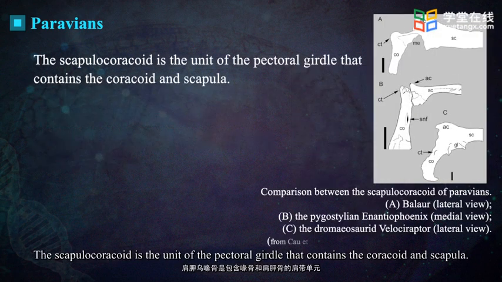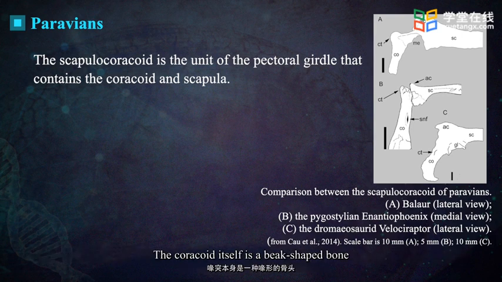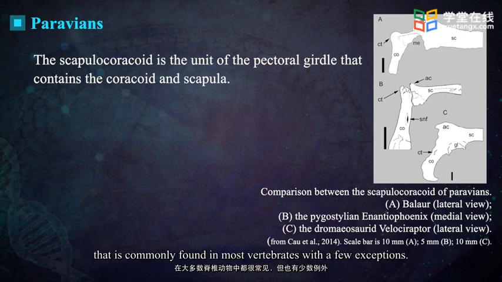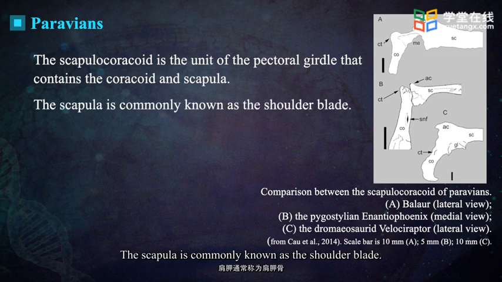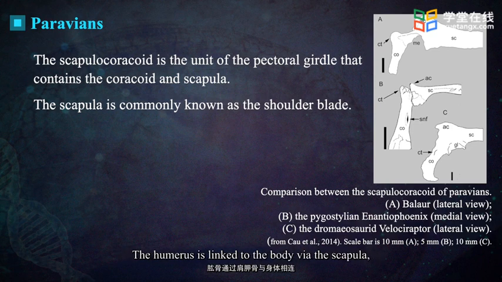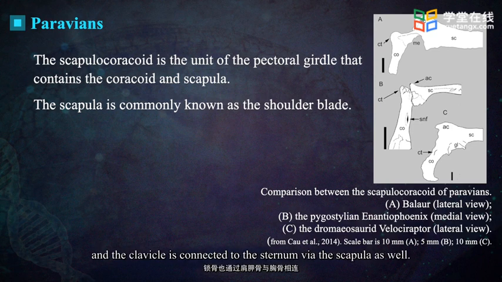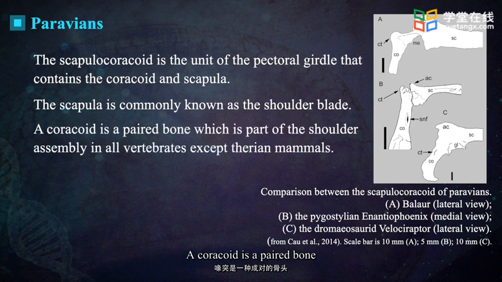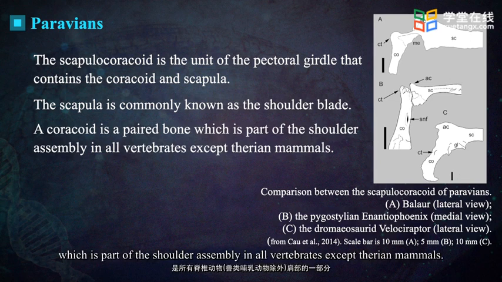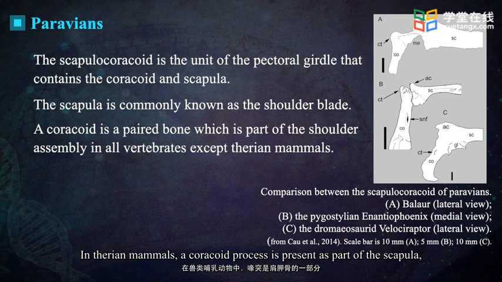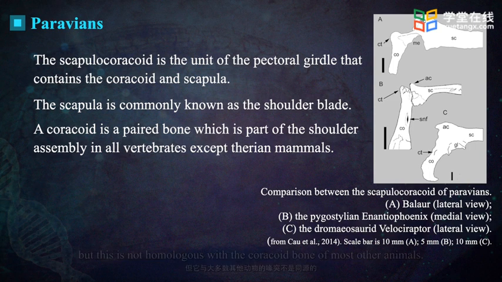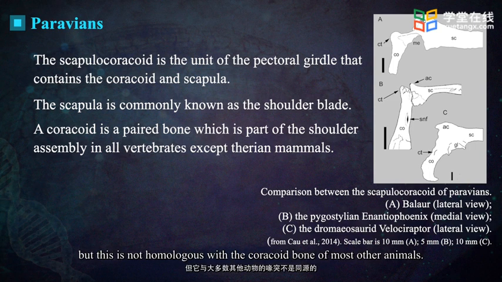The scapulocoracoid is the unit of the pectoral girdle that contains the coracoid and scapula. The coracoid itself is a beak-shaped bone that is commonly found in most vertebrates, with a few exceptions. The scapula is commonly known as the shoulder blade. The humerus is linked to the body via the scapula, and the clavicle is connected to the sternum via the scapula as well. A coracoid is a paired bone which is part of the shoulder assembly in all vertebrates except therian mammals. In therian mammals, a coracoid process is present as part of the scapula, but this is not homologous with the coracoid bone of most other animals.